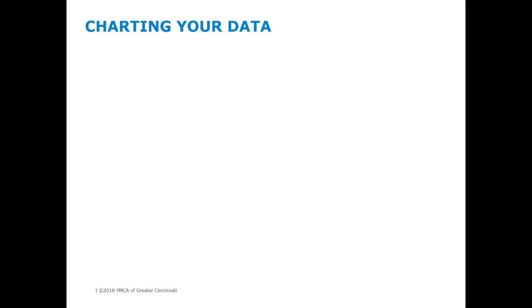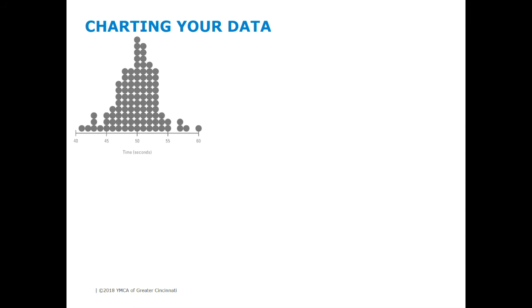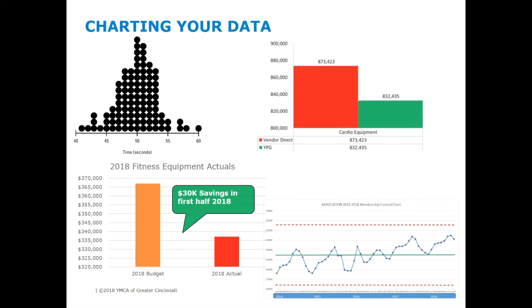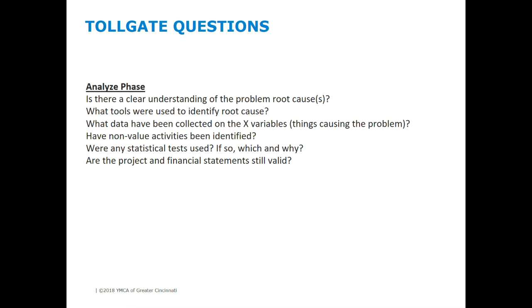Once you have data, you can use a variety of tools to analyze it, such as a histogram, a control chart, or a before and after. You want to use whatever format shows how the data helped you make an important project decision. At the end of your analyze phase, you should be able to answer these questions. Take a moment to read and think about what they might mean for your project.